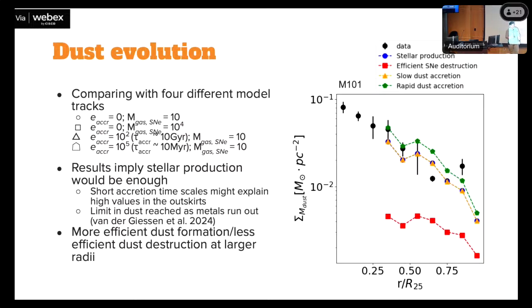And the answer is yes. If we simply take different dust production efficiencies for grain growth and also dust destruction in case we overproduce the amount of dust, we notice that for the blue line, which is where we only consider stellar dust buildup, it can already explain the dust mass radial profile for M101. If you want to get higher values, then you need extremely efficient dust accretion, the green line here. So in this sense, we do not need dust accretion. It's only an addition, but in general, the stellar mass buildup is good enough.